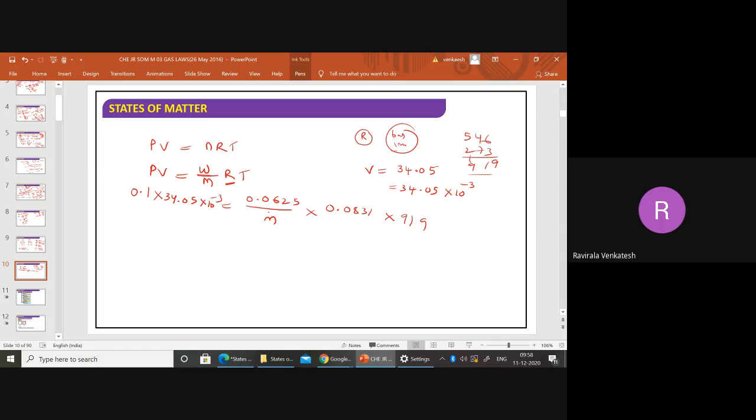Now you'll get everything. Set mass. Now substitute this mass over here, you will get the answer, right?